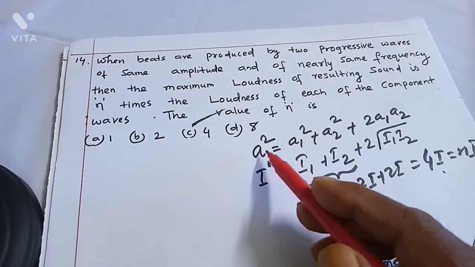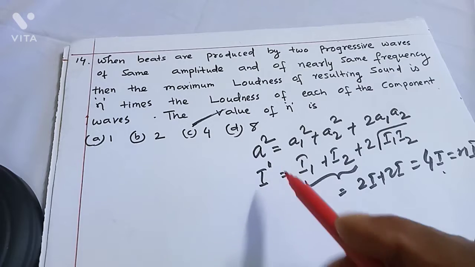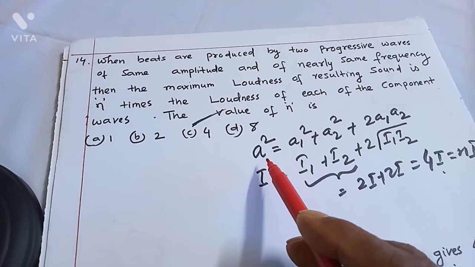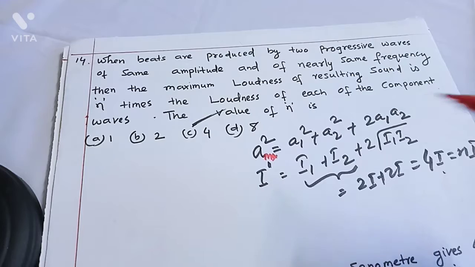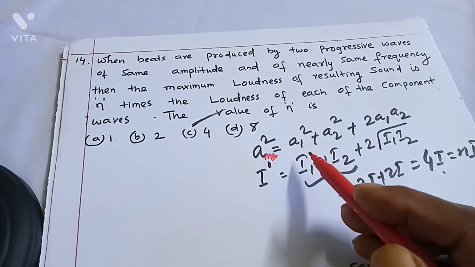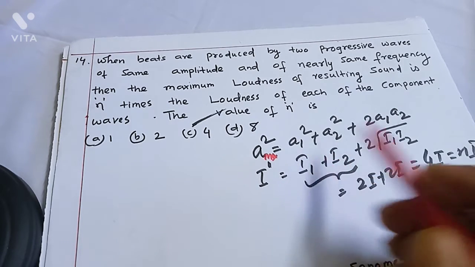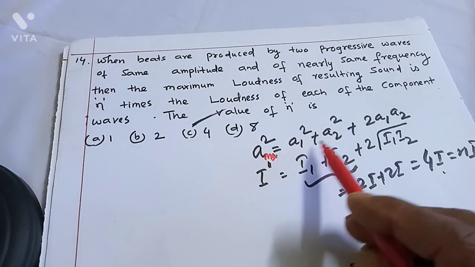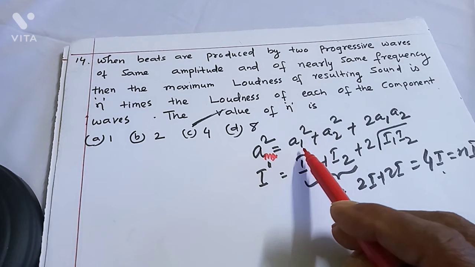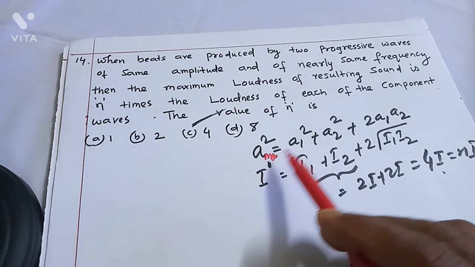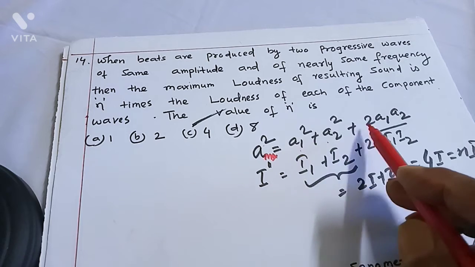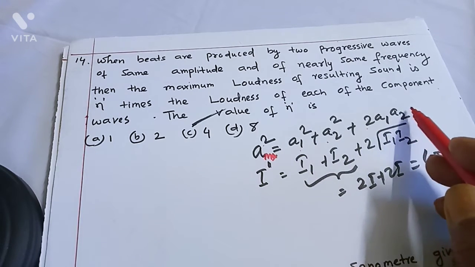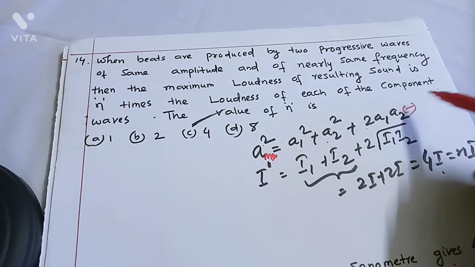We know if A is the maximum value of the resultant amplitude due to superposition of these two waves producing beats, with A1, A2 amplitudes of the individual waves, then A maximum square equals A1 square plus A2 square plus 2 A1 A2, and the cosine factor becomes 1 for the maximum value.